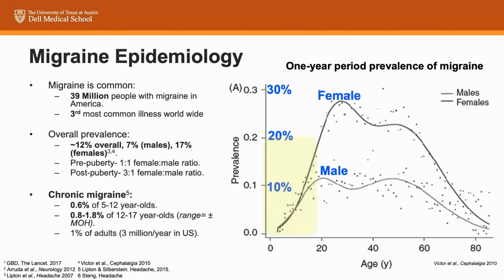Chronic migraine. I hear this all the time. There's no way my kid can have chronic migraine. They're too young. Unfortunately, that's just not true. About 0.6% of children between the ages of 5 and 12 have chronic migraine. That goes up to 0.8% to 1.8% of adolescents. This is chronic migraine, really frequent headache attacks. It's about 1% of adults. That's about the same as epilepsy. So when we think about the just vast number of people that this affects, it's pretty incredible.